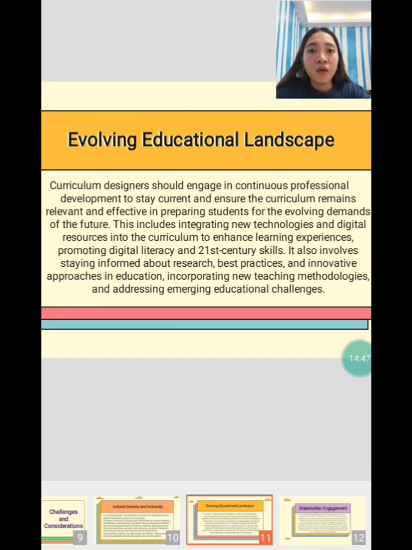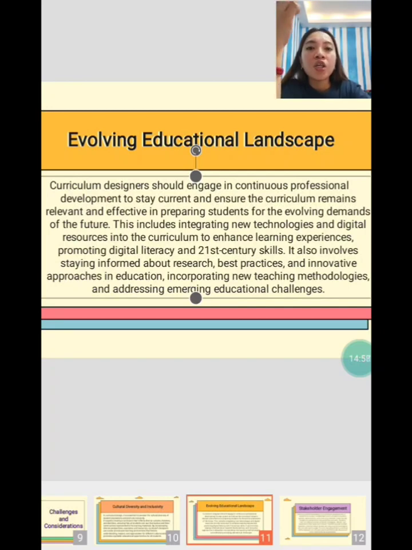So the evolving educational landscape is constantly evolving, driven by advancements in technology, changes in societal needs, and emerging educational trends.